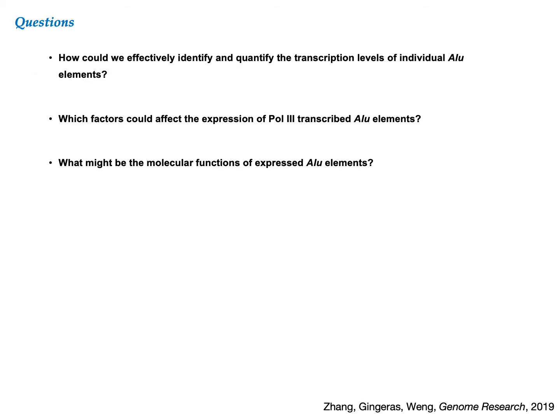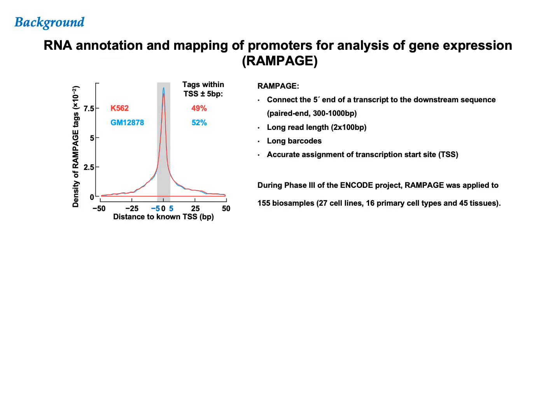Even though Alus are highly prevalent in our genome and can have important functions, it has been difficult to study individual elements because they have highly similar sequences. Tom Gingeras' lab developed a new assay called RAMPAGE during ENCODE Phase 3, which allowed us to overcome this difficulty. We start out by asking 3 questions.